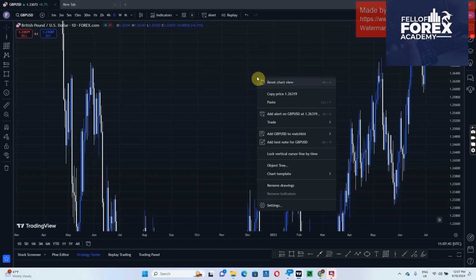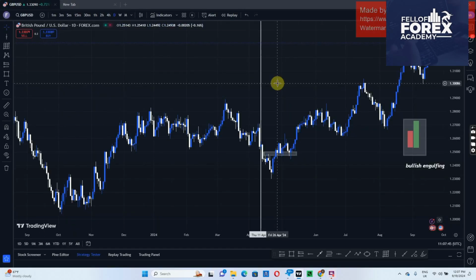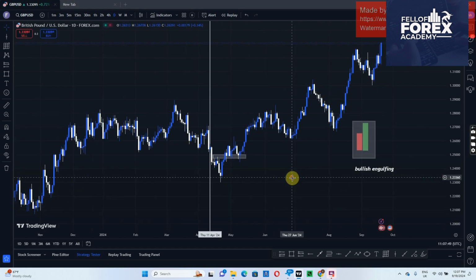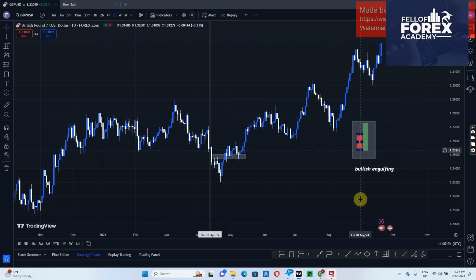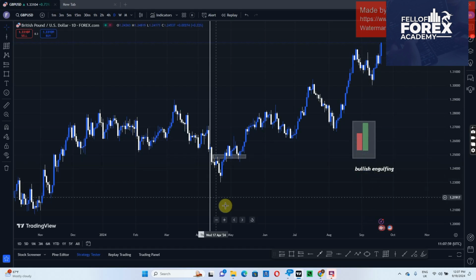So this is the video where we talk about where to buy and where to sell. Remember I told you about this candlestick pattern when we started. This is engulfing candlestick. This is a bullish engulfing. So we've identified the trend to be an uptrend.